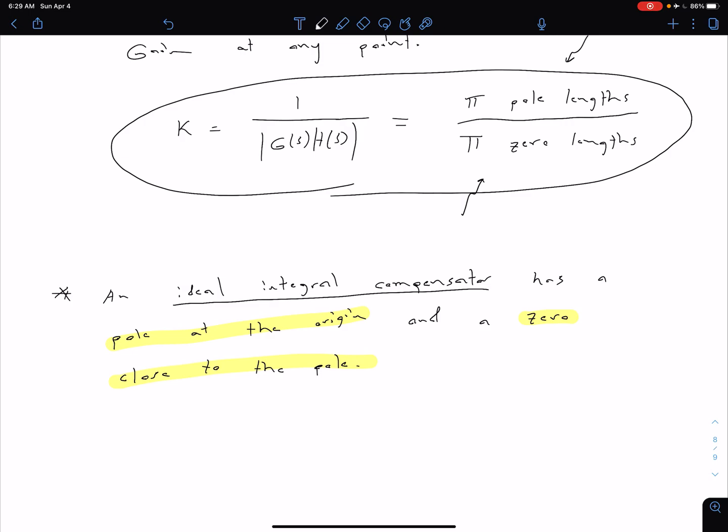And so in the next video, we're going to come back and look at this graphically, and then we're going to talk about how we actually implement that in our block diagram.